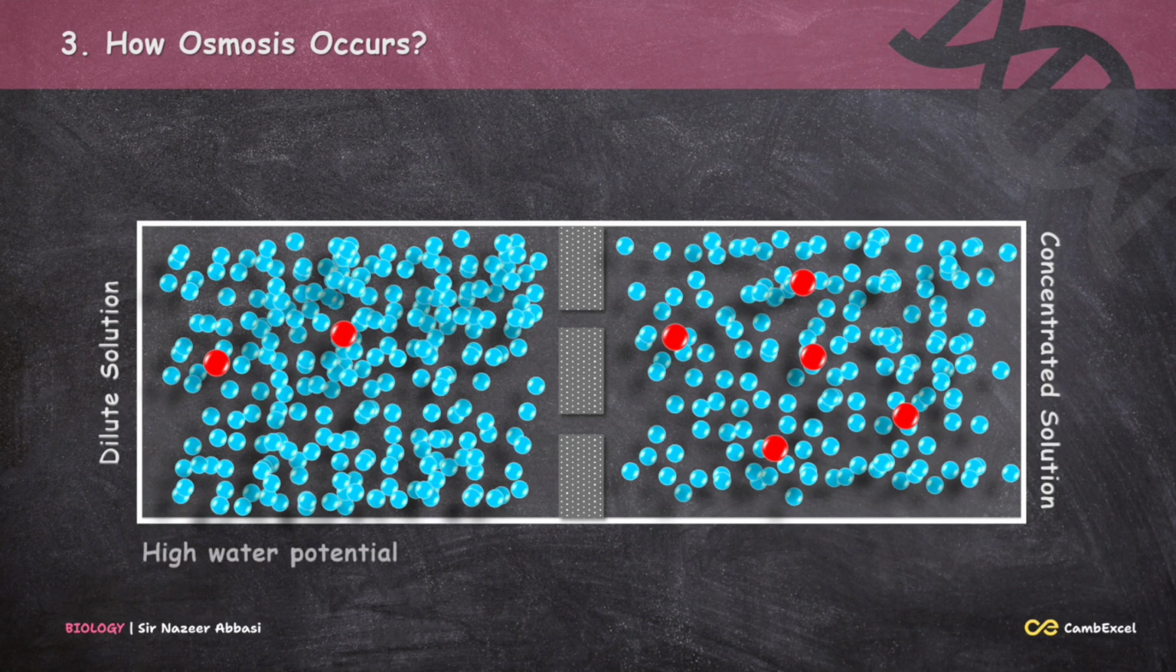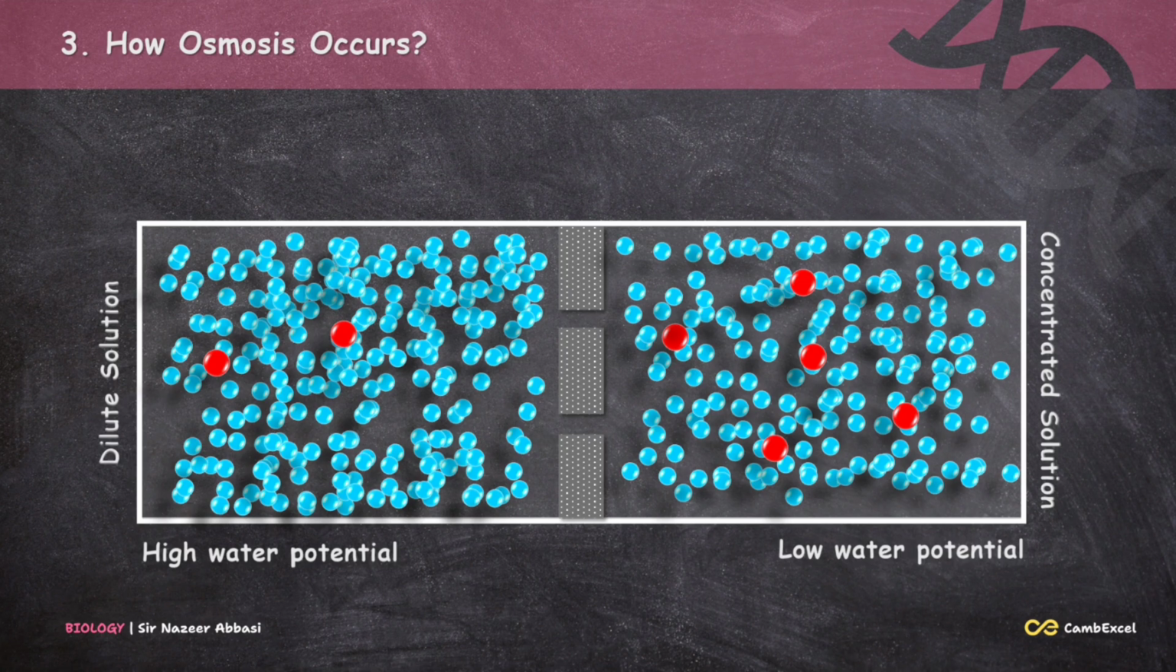The solution on the left side contains a high water potential, while the solution on the right side contains low water potential. And we know that in osmosis, water moves from the area of high water potential to the area of low water potential. So this is what happens between these two solutions through a partially permeable membrane: water keeps moving from the area of high water potential to the area of low water potential. It keeps moving until it balances out the water potential between these two solutions.